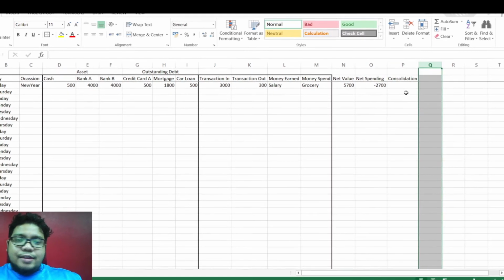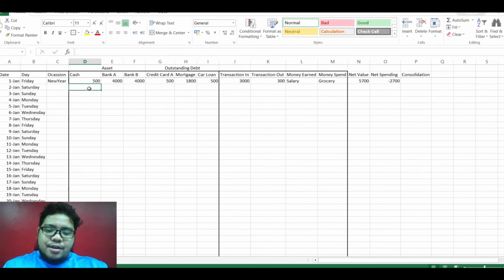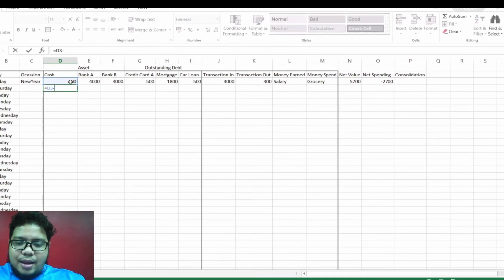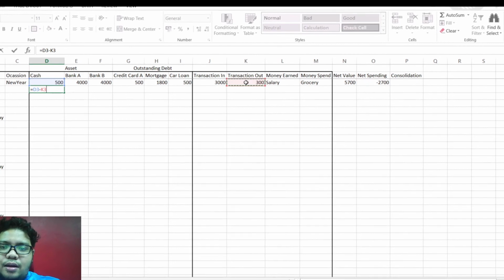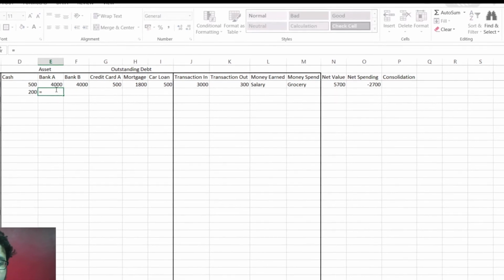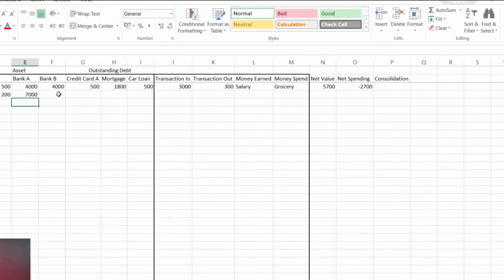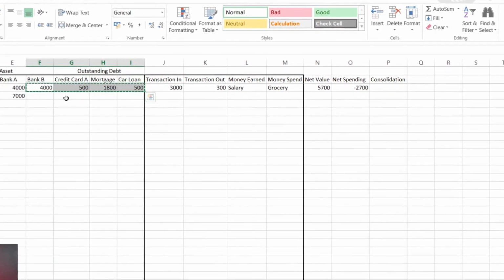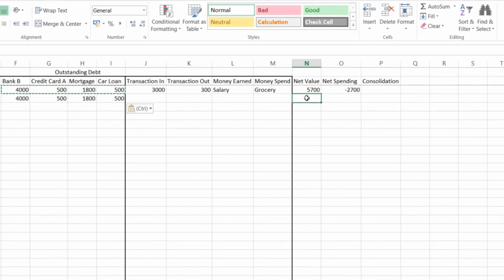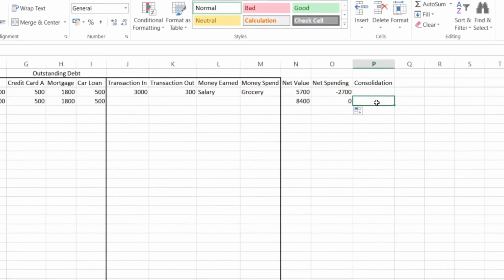Usually this is done on the second day. For example, you pay for groceries here through cash, so what you have left is 500 minus the cash, so you have 200 left. And for bank A, you earned salary in bank A, so bank A plus transaction in, and everything else is just the same. So these are for your second day. Let's say you don't have any spending, so you can drop down here.